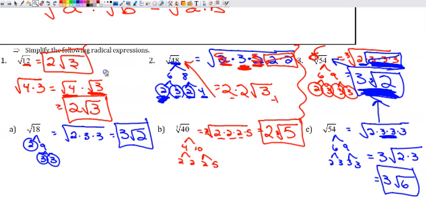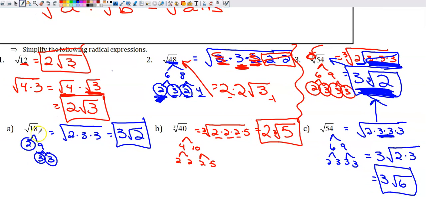So if you've done these correctly, the square root of 18 is the same as 3 root 2, or 3 times the square root of 2. The cube root of 40 should be the same as 2 cube root of 5. And the square root of 54 should be the same as 3 square root 6.